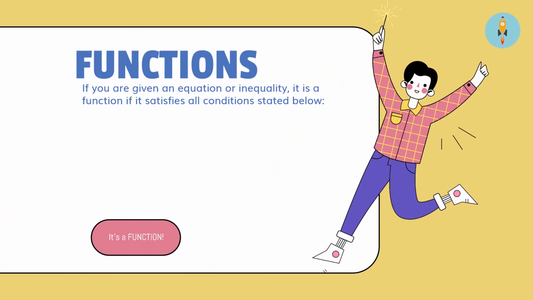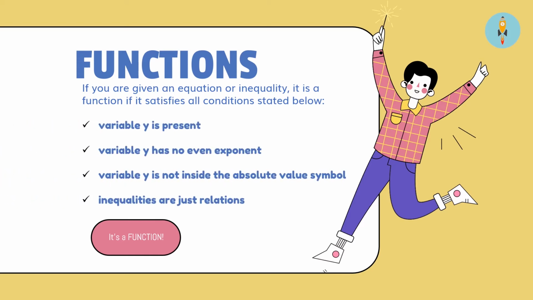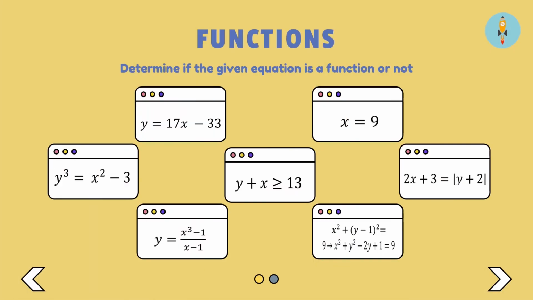How to identify if an equation or inequality is a function or not? If you are given an equation or inequality, it is a function if it satisfies all conditions stated below. Variable y is present. Variable y has no even exponent. Variable y is not inside the absolute value symbol. Inequalities are just relations. Which of the following are functions?